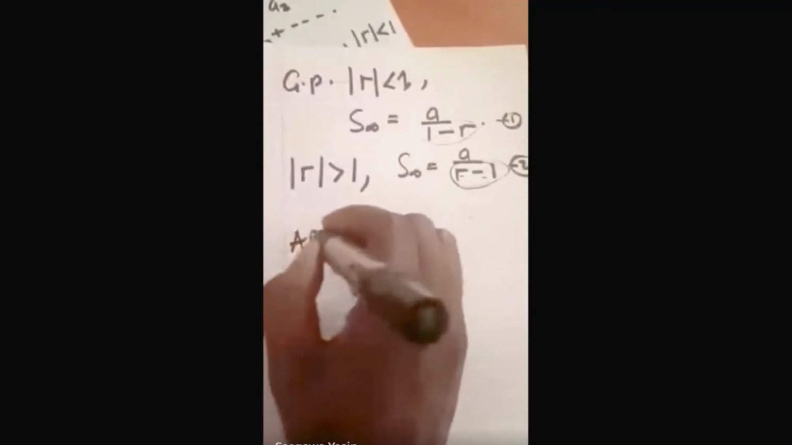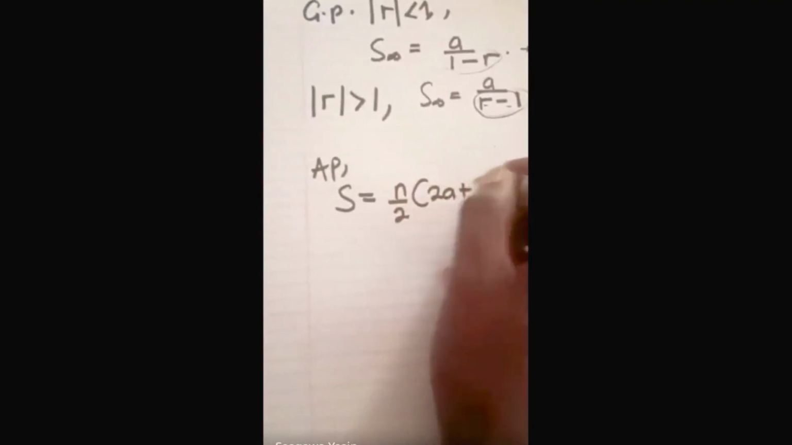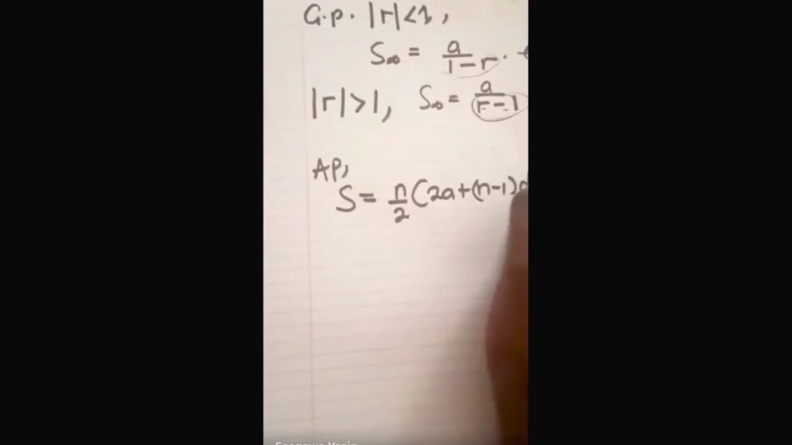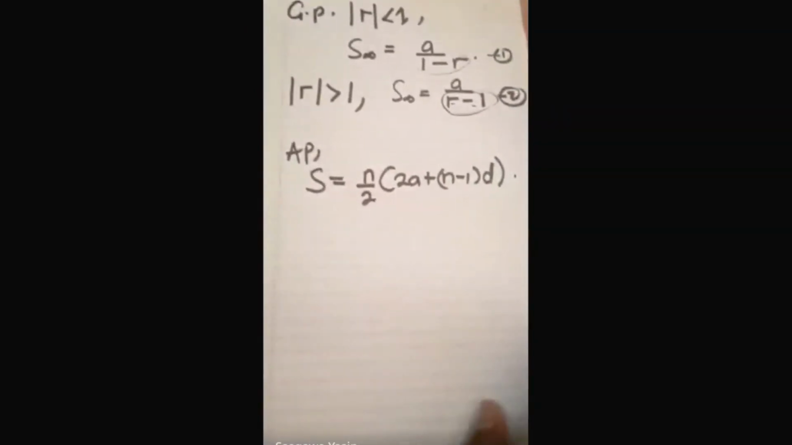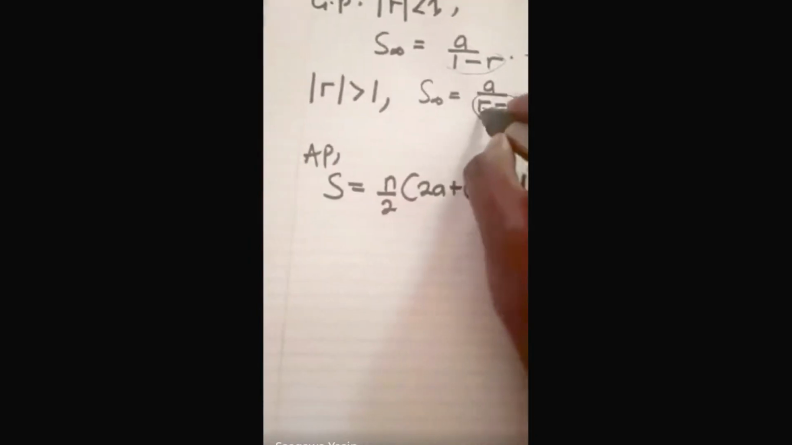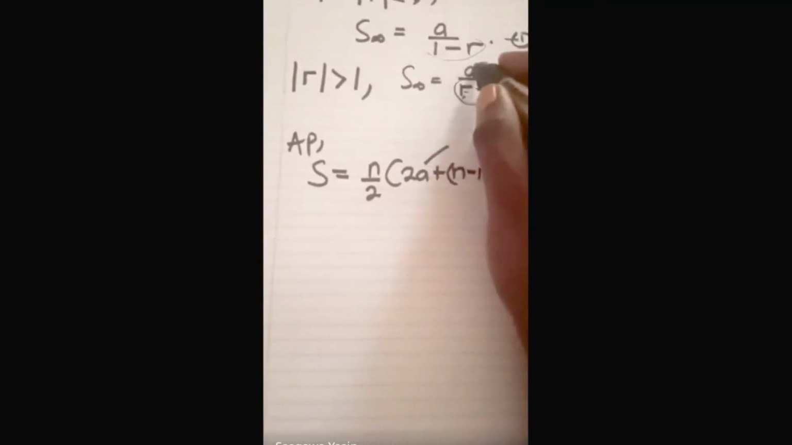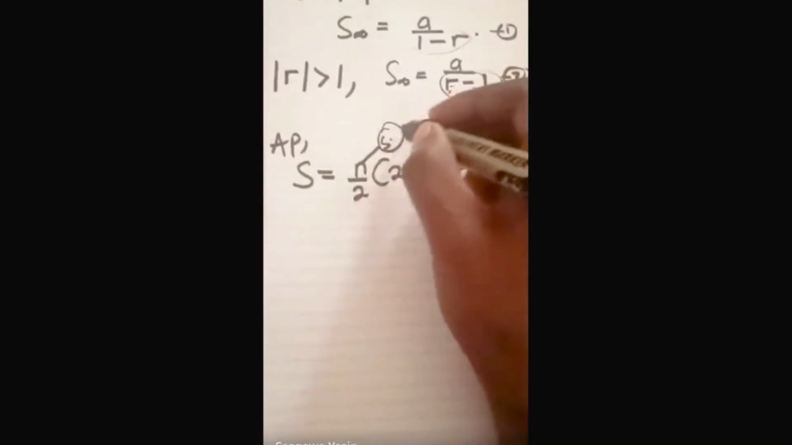Also, we should know that if you are having an AP, I want you to remember that you used to take sums. So the sum of an AP is n over 2 into 2a plus (n minus 1)d. You must be able to remember this d is the common difference, and here r is the common ratio. Our a is the first term, also here a is the first term. n is the number of terms.